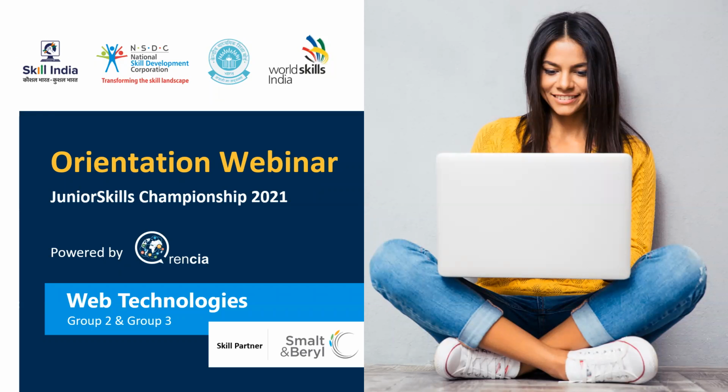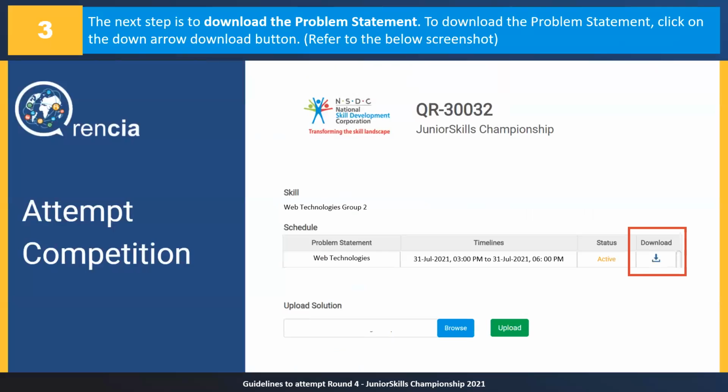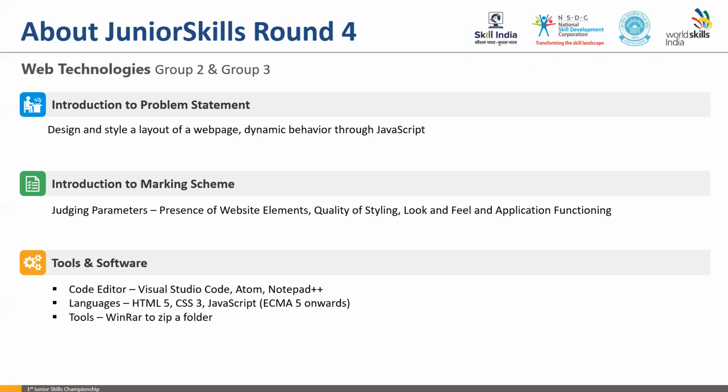Let me just go back and show the candidates who have joined a little later what is there in Junior Skills Round 4 for web technologies. This is the problem statement. The problem statement will have a design, and you have to style the layout of the web page, as well as provide dynamic behavior using JavaScript. For example, form submission, timer, or different things. For example, validation should be there. Such dynamic behavior can be asked for.